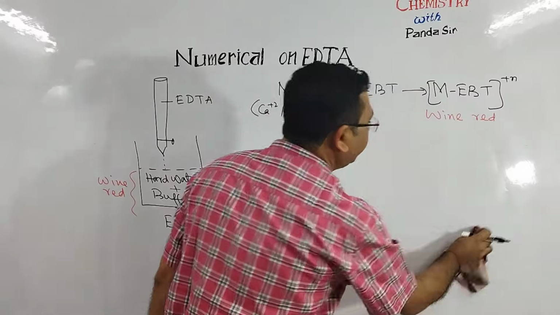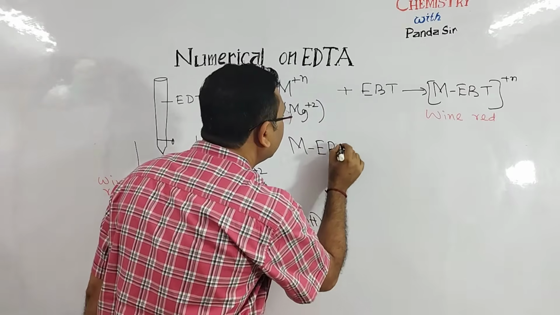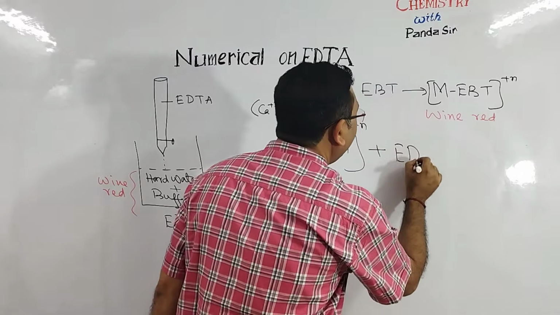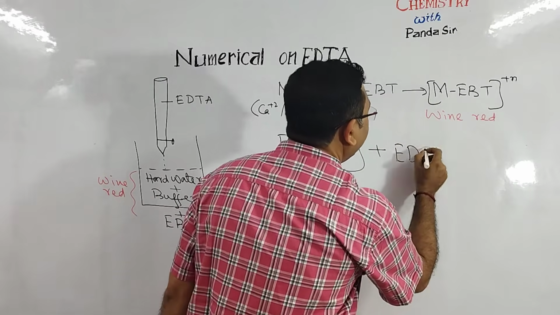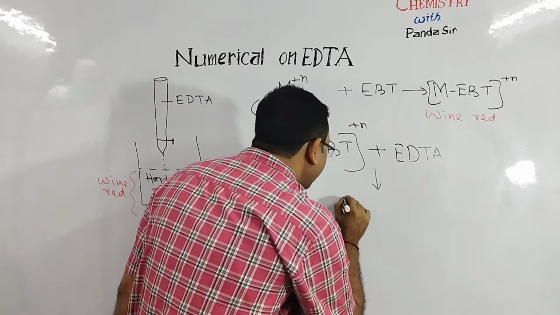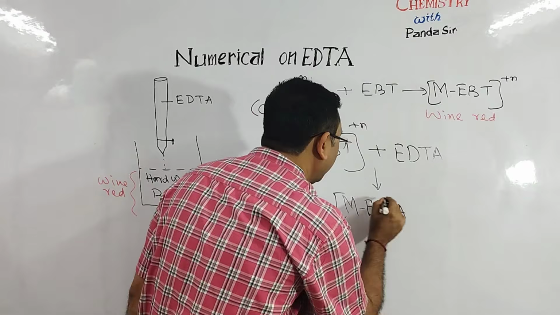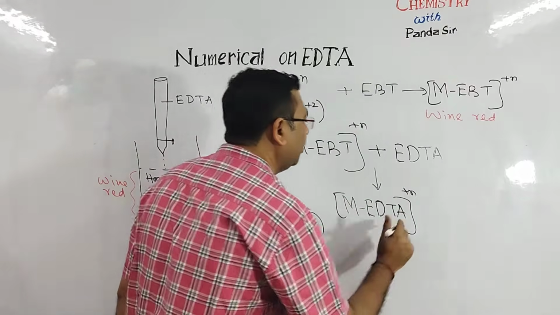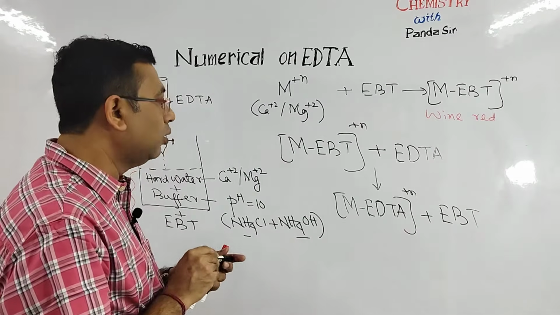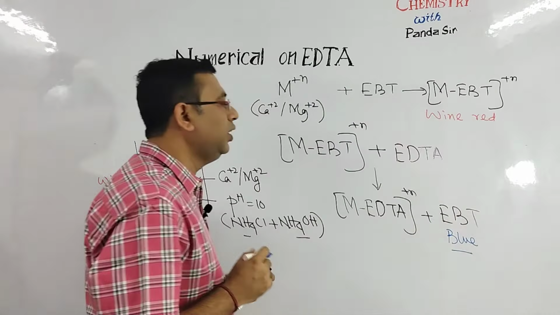Okay, I write in a different way also. If I write a metal EBT complex, it reacts with the EDTA. What is happening is that the metal EDTA complex is forming and the EBT becomes free. Now this free EBT shows the blue color.